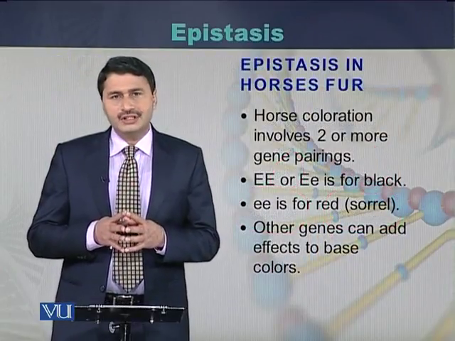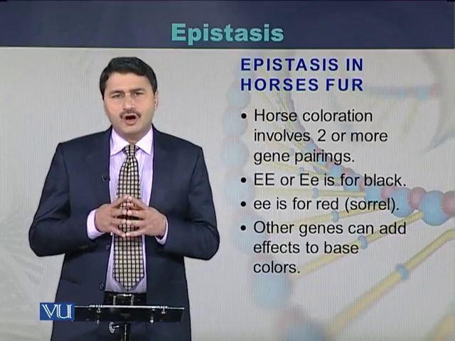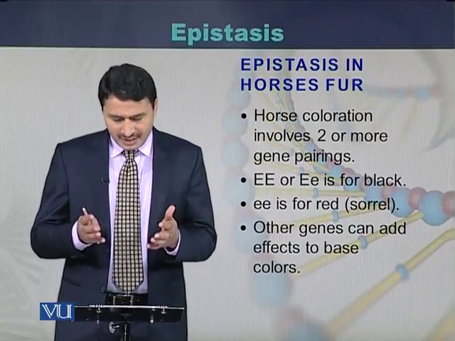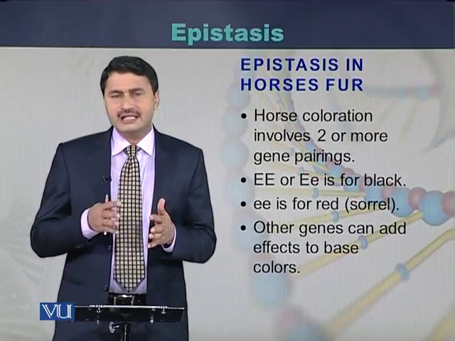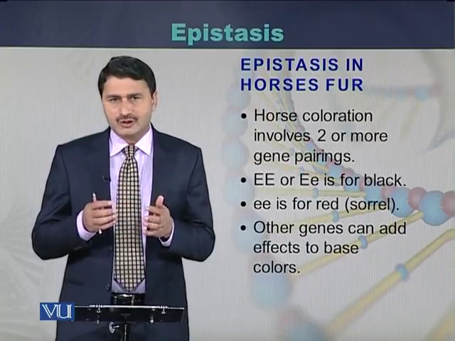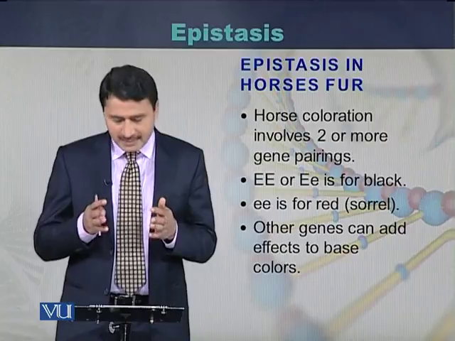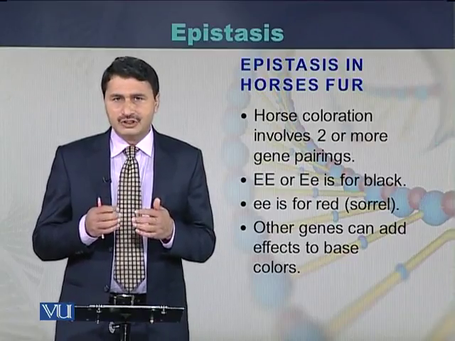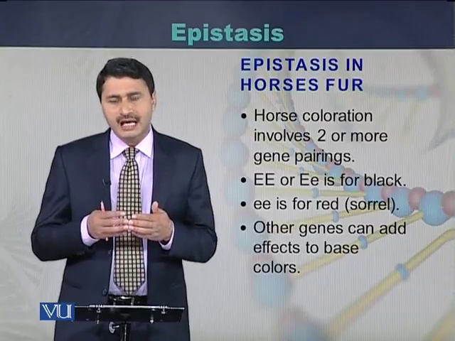Epistasis can also be seen in horses. The coloration of horses is due to two or more genes. If the alleles are EE or Ee, meaning they are homozygous or heterozygous for the dominant allele, then the color of the horses will be black. But if the allele is in a recessive form, not in a dominant form, then the color of the horses will be red.